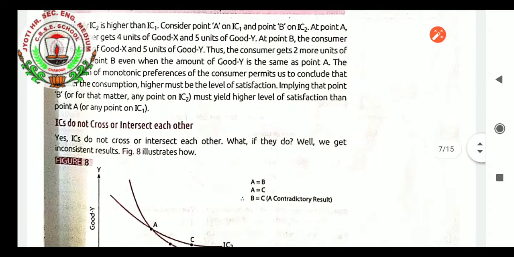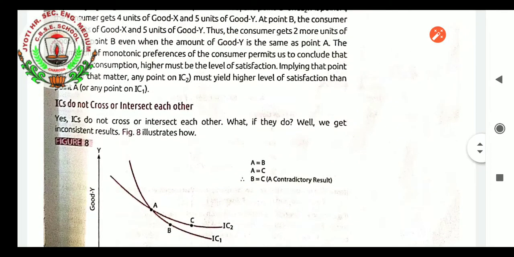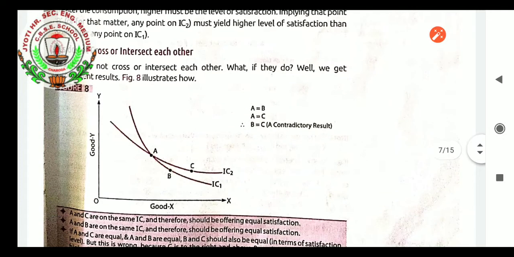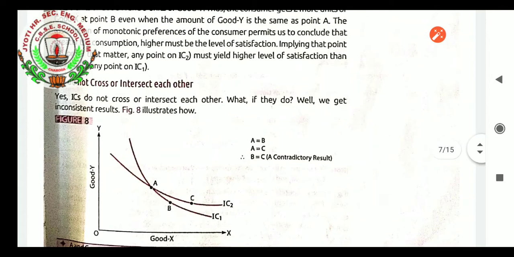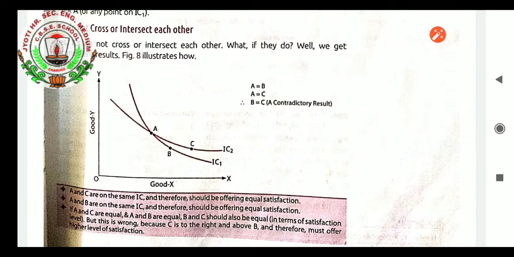Now the second property of IC says that IC do not cross or intersect each other. Definitely, students, IC curves do not intersect or cross each other because the satisfaction levels never meet. Let us have an example here. It is a graph showing that IC do not intersect or cross each other. What if they do? If they intersect, we get inconsistent results. The result will not be consistent about what the consumer wants, whether their satisfaction is fulfilled or not. That type of question will arise if IC intersect at a point.